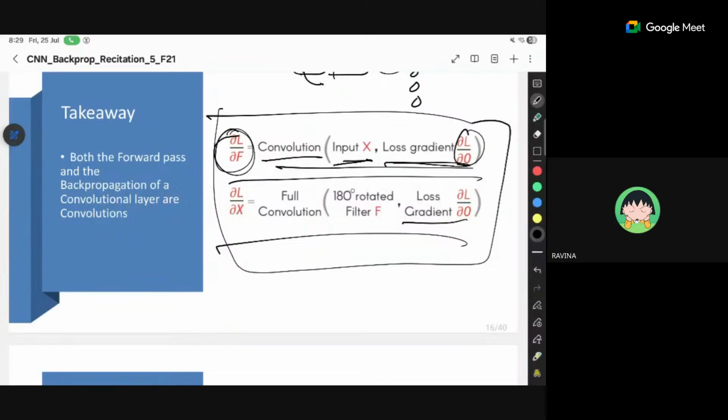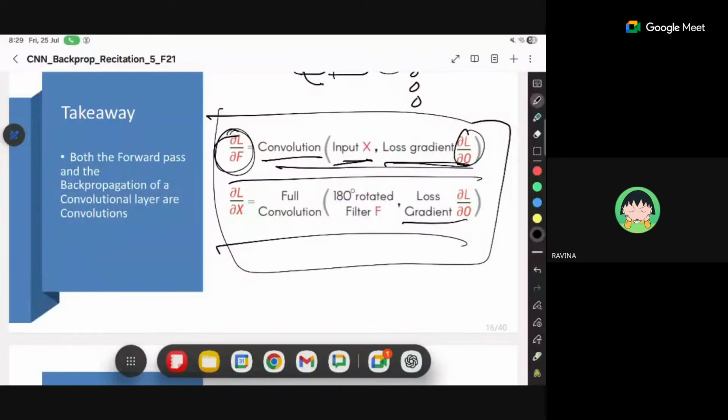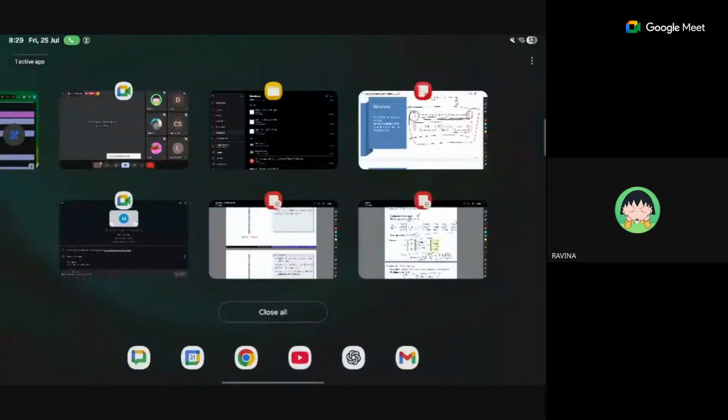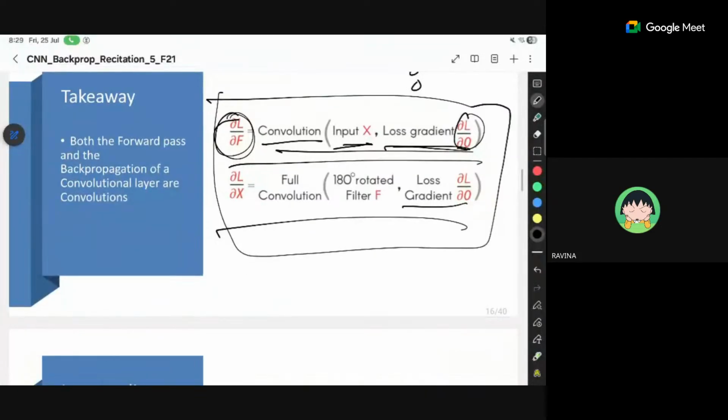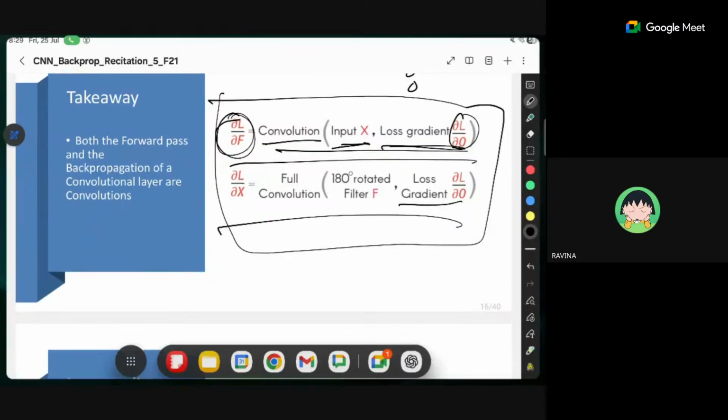Sir, where will you be sharing this PDF, sir? I'll add it in the group, but I'll add it in the course portal. Okay, sir. Okay, thank you. Okay, then if there is nothing else, we can stop.